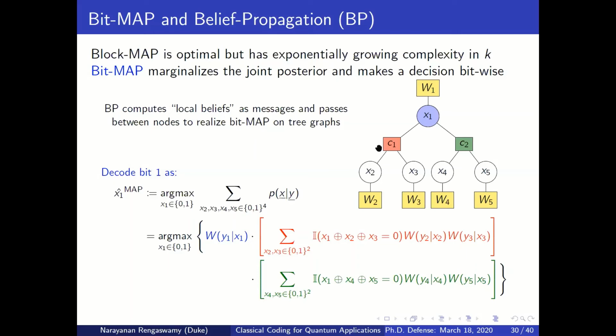So at a check node, you do this local sum. At a variable node, you just multiply things together. And this is exactly what BP does. And it's called belief propagation because this is like a belief of this bit being 0 or 1. So these two are independent beliefs of this bit being 0 or 1.